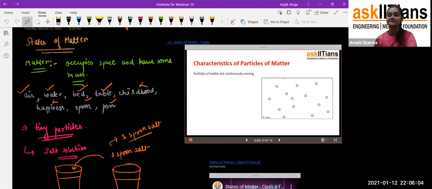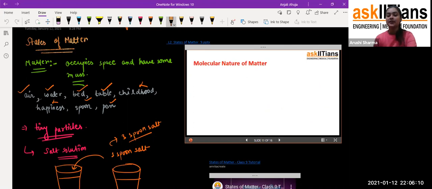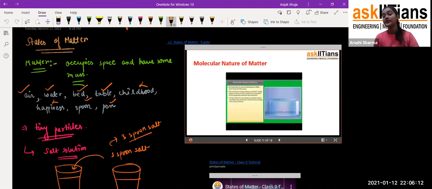Fine, students, you are getting my point. Good. So now, what is the molecular nature of matter? See students, we have seen that particle nature is there. Now, what is the molecular nature of matter? Water or any gas or any salt, they all are present in the form of molecules. We'll see what molecules are.